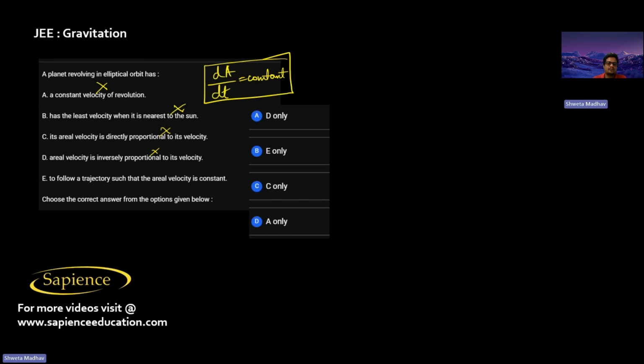second law. Then it is told a planet revolving in an elliptical orbit has to follow a trajectory such that the areal velocity is constant. Yeah, so it is true. So only E is correct. So option B is the correct answer.